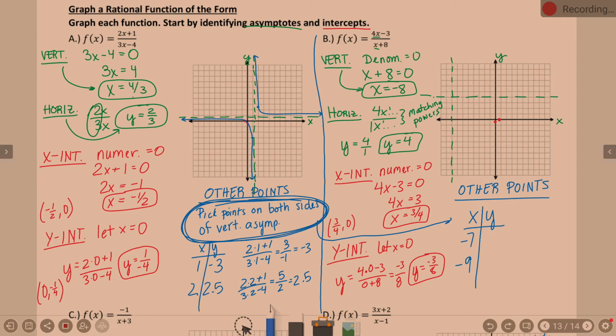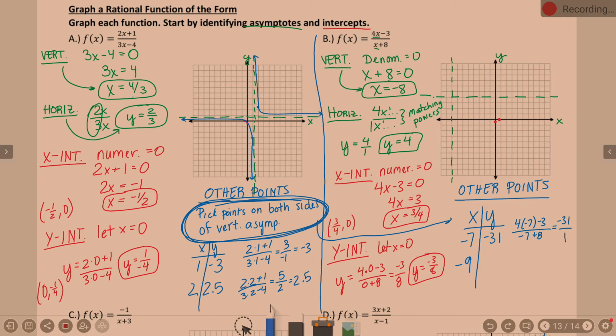Negative 7 and negative 9. It's not that they necessarily have to be the numbers right there on either side, but those are the easiest two to pick. So plug these in and see what kind of values we get. If I plug in negative 7: 4 times negative 7 minus 3 over negative 7 plus 8. That's negative 28 minus 3, which is negative 31 over 1, which is going to be negative 31. We'll talk about that on the graph here in a moment.